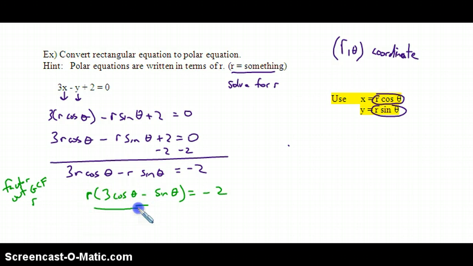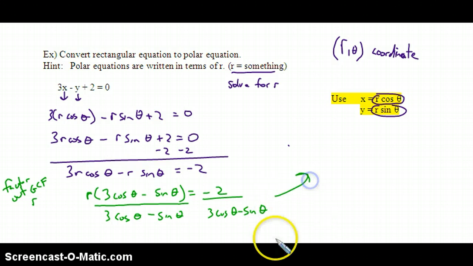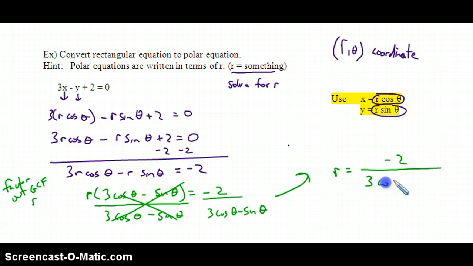So right now the r is being multiplied by 3 cosine minus the sine, so I'll divide by that. And I'll do that to this side as well. Which will leave me then with, these will both cancel out, and I'll have r equals -2 over 3 cosine theta minus sine of theta. I know I'm done because I've solved it for r equals something.